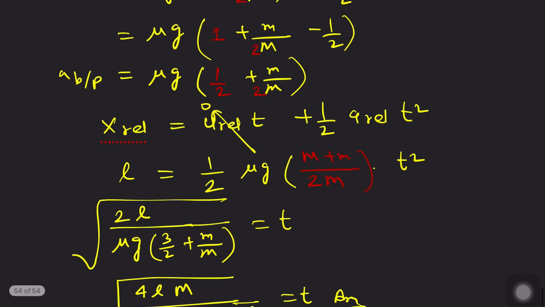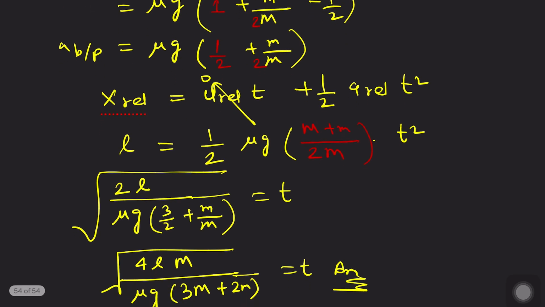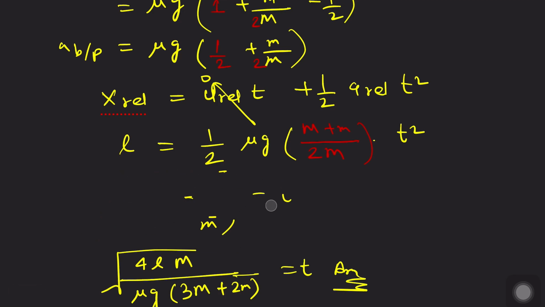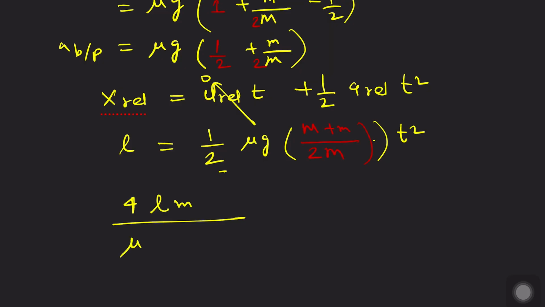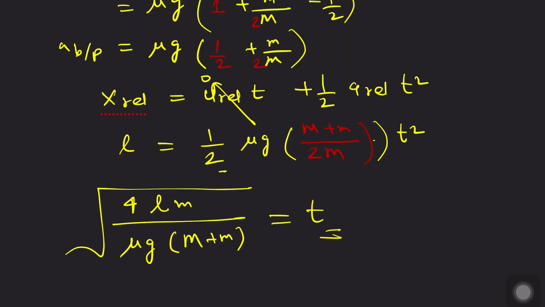So if we solve this, let me remove this part so that we can conclude the final answer. If you see here, I'll write with the L, so that will become 4 L m divided by mu into g (m plus m) under root. That will be the time taken. So that is the correct answer.